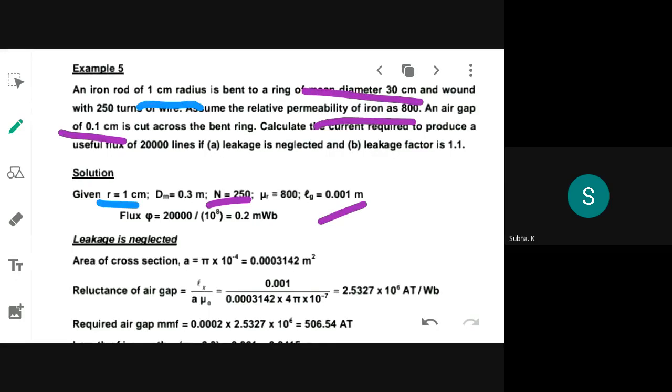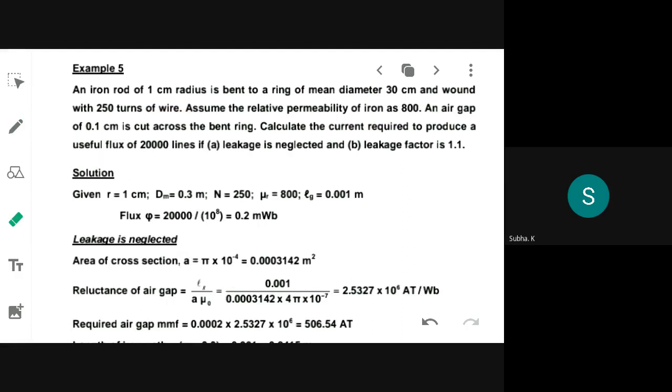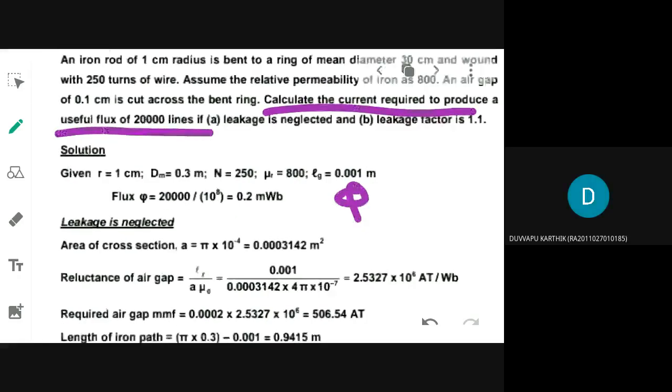And they have asked you to calculate what parameter? You have been asked to calculate what? Current required to produce the flux is also given, that is phi. But it is not given in terms of Weber. It is given in terms of lines of force. So in order to convert that into Weber, what they have done here is divided by 10 power. Yes, you remember this factor.